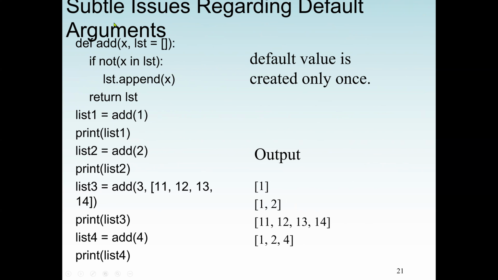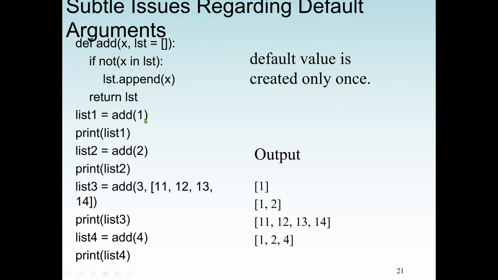So here also we can have a function named add. It takes two arguments, x and the list. Now we say that if x is not in the list, then we are going to append x to the list. Then we return the new list.